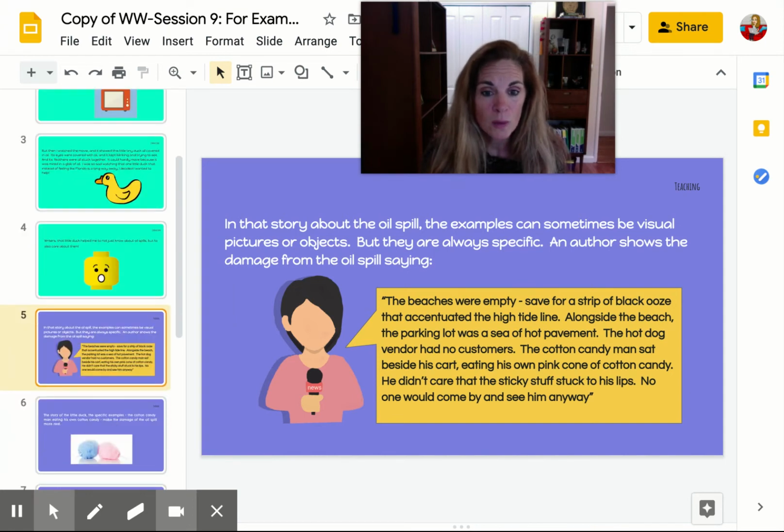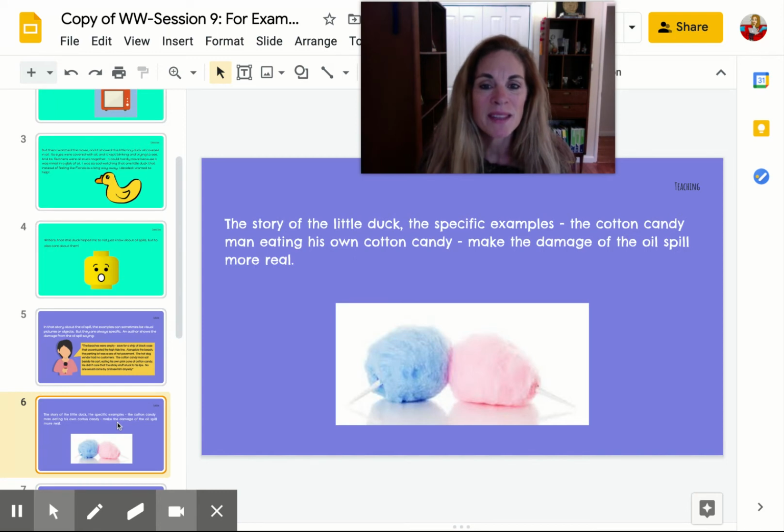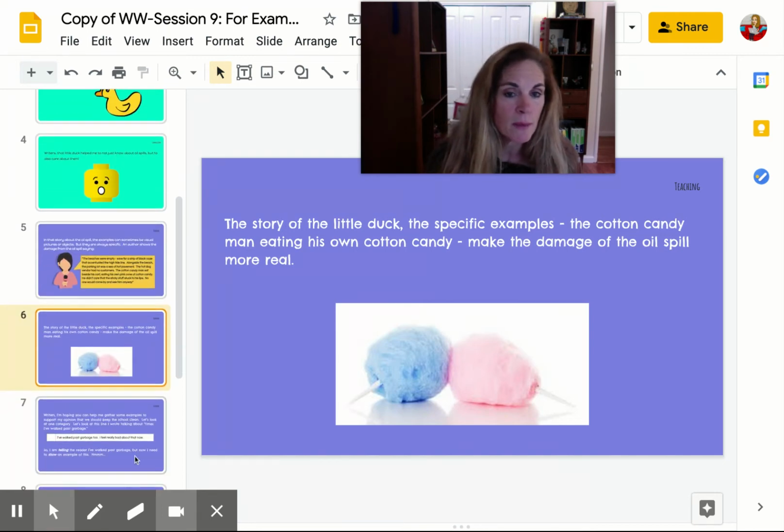Wow, right? In the story of the little duck, the cotton candy man eating his own cotton candy made the damage of the oil spill more real. The fact that that guy was sitting there eating his cotton candy all by himself. So the telling of the story helps the reader want to help. And that's what I'd like for you to do today. Here's an example.